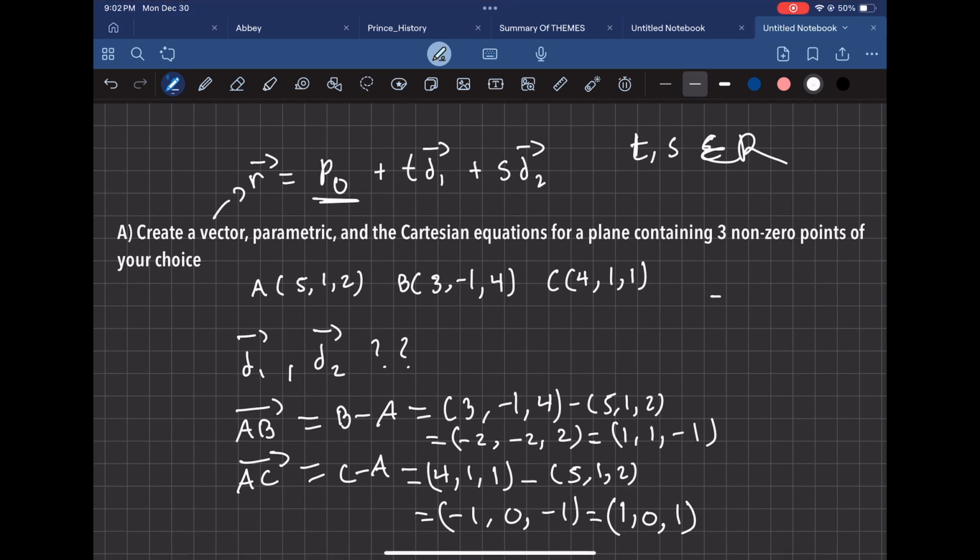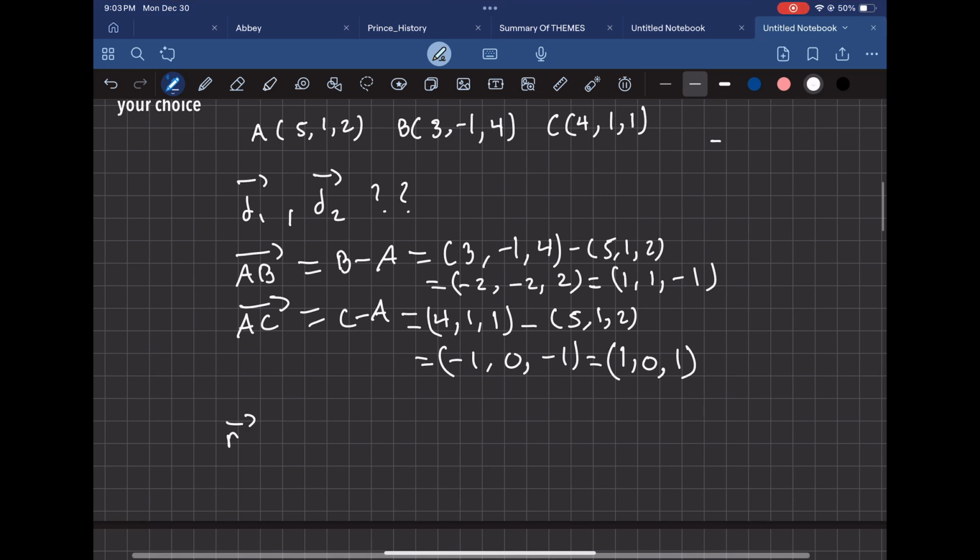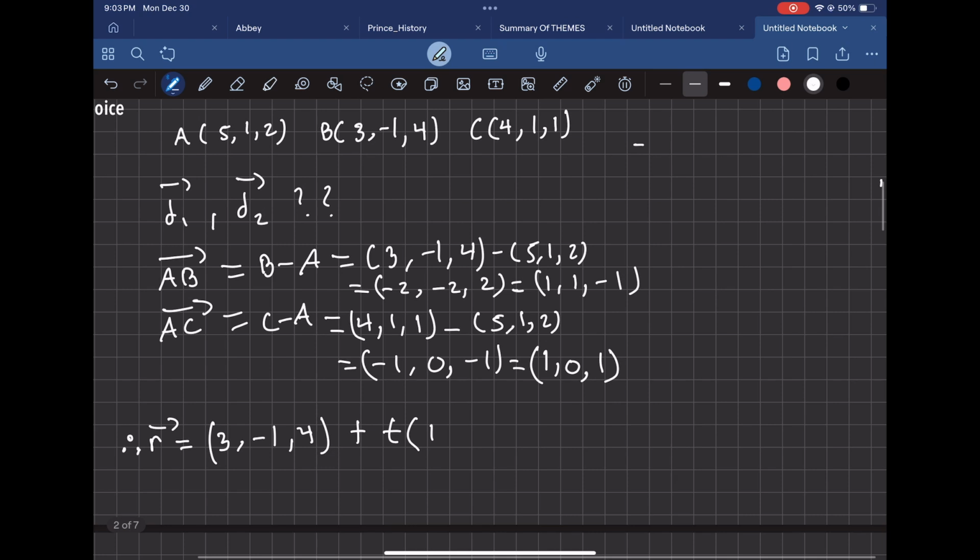So that is the point given. And luckily, we actually have 3 points that we're given. We're given A, B, and C. So we can pick any of these to plug into the equation, and it'd be correct. So I'm just going to pick point B. So the final equation would be r equals point B, 3, -1, 4, plus t times 1, 1, -1, plus s.